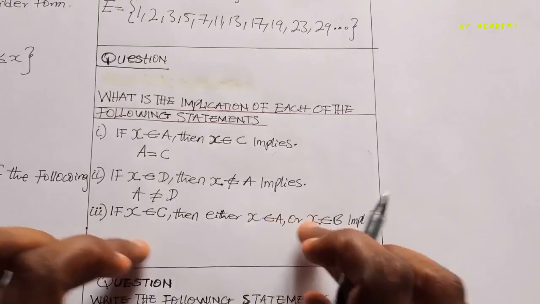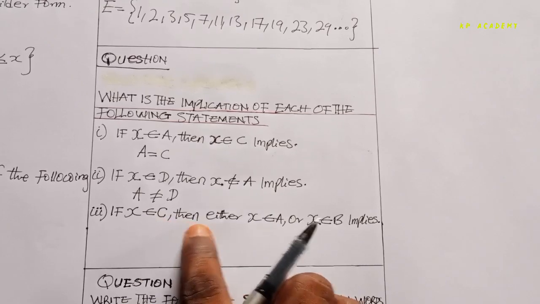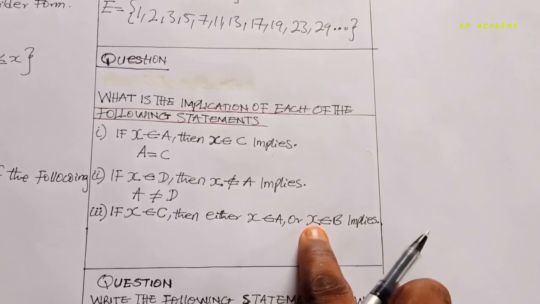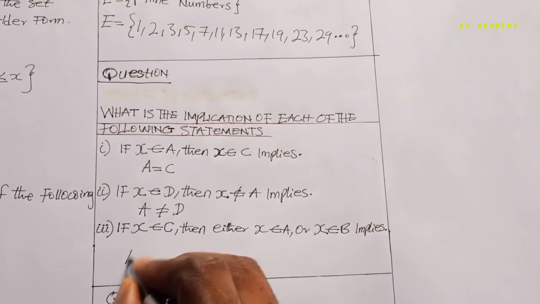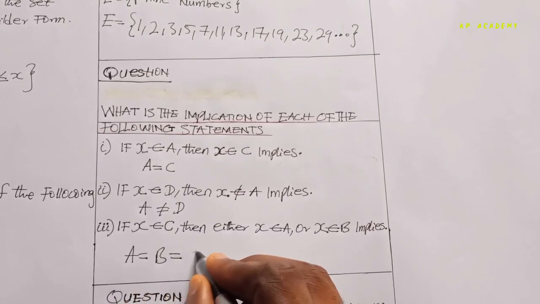Now, what about the last one? This particular one says if X is an element of C and then either X is an element of A or X is an element of B, implies what? It implies that set A is equal to set B, which is equal to set C.